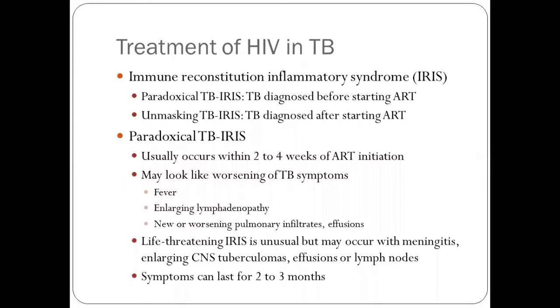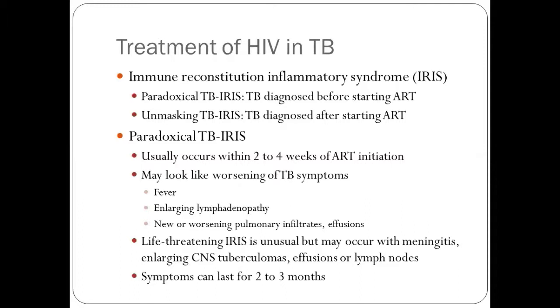Now, unmasking tuberculosis IRIS is when the patient has not been diagnosed with tuberculosis, and you make the diagnosis after starting HIV medications, because the patient becomes more symptomatic with the CD4 count recovery. Paradoxical TB IRIS is definitely more common, and it can happen at any time, but it's usually within 2 to 4 weeks of HIV therapy initiation. The symptoms can look like worsening of tuberculosis: fever, enlarging lymph nodes, new or worsening infiltrates and effusions.